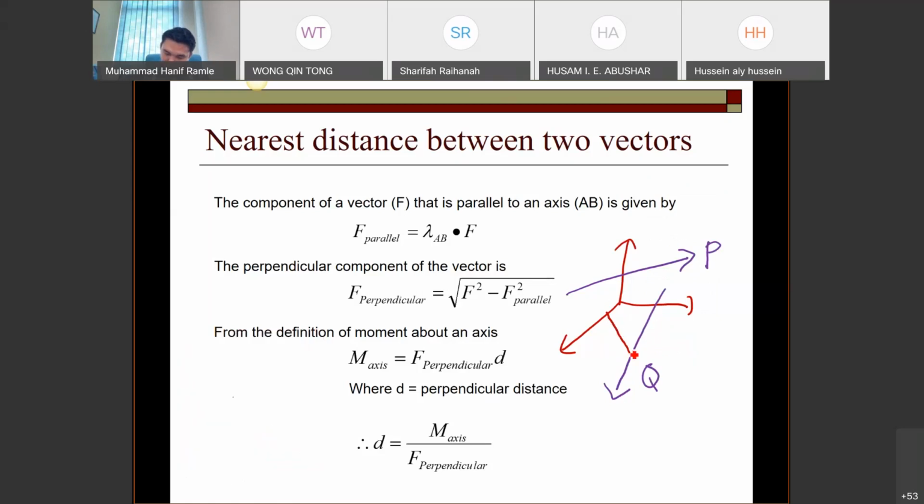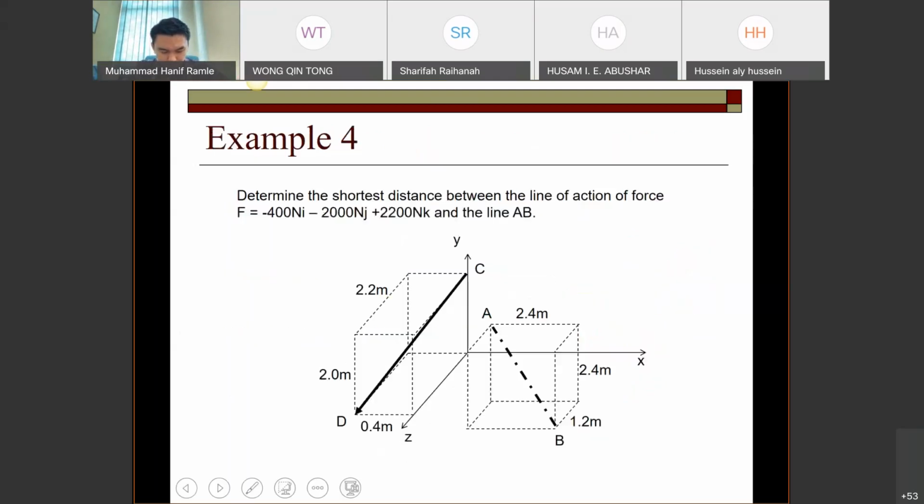Okay, just continue. This is the distance, for example D, but the line should be perpendicular to each line of action, like this. This is the thing that we learn today. Last week, we learned the nearest distance between a point and the line of action. This time, we learn the nearest distance between two vectors, from P to Q, from Q to P.